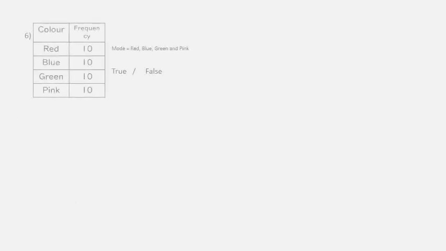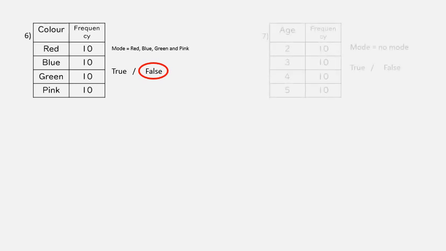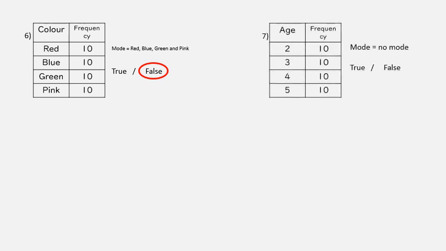However, if you get a set of data where the frequency for every group is the same, they've put the mode is red, blue, green and pink. Well, that would be false. If all of the frequencies are the same, then we have no mode. So again, same sort of thing. All the frequencies are the same. They say, is the mode a no mode? That is true.